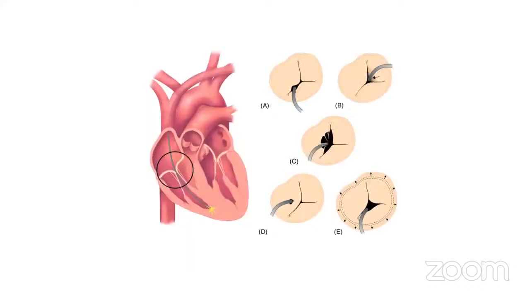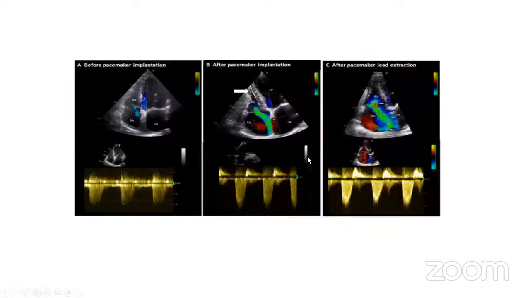And here the picture demonstrating the perforation and the other injury of the tricuspid valve. And here is a patient before the pacemaker implantation. We can see here non-significant tricuspid regurgitation, and here after pacemaker implantation, we can see the lead here with the significant tricuspid regurgitation.